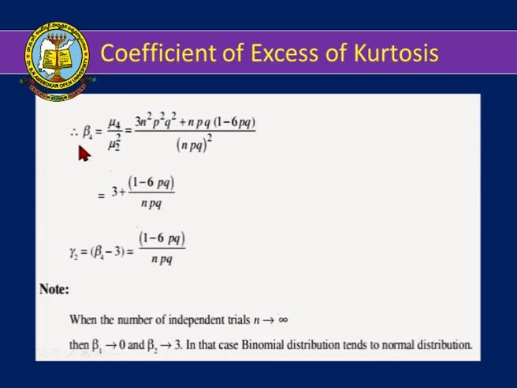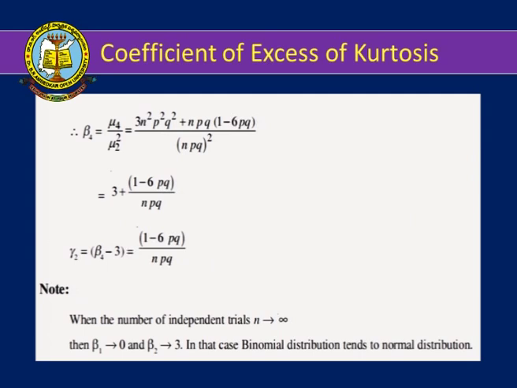So, now we should find the kurtosis values. Therefore, beta 2 is also required. The beta 2 formula is equal to mu 4 by mu 2 square, that is equal to 3 plus (1 minus 6pq) divided by npq. Gamma 2 is equal to beta 2 minus 3, that is (1 minus 6pq) divided by npq. Now, from this we can conclude a few properties of the binomial distribution.